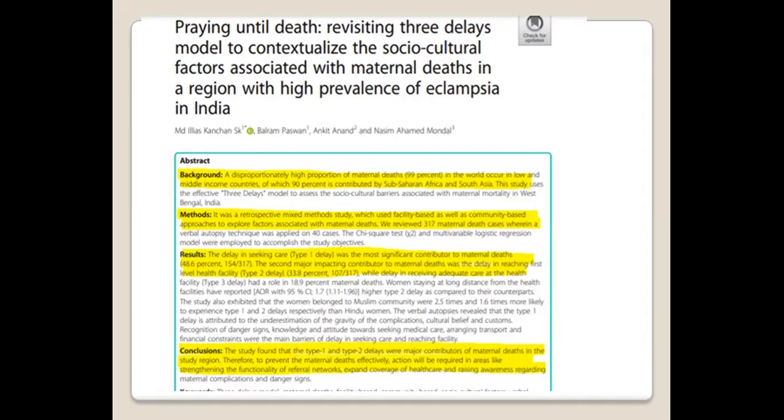The results of this study show that the delay in seeking care, which is a type 1 delay, was the most significant contributor to maternal deaths at 48%, followed by the second major contributor, delay in reaching a first level care facility, while delay in receiving adequate care at the health facility was 18%. The study concluded that type 1 and type 2 delays were the major contributors of maternal deaths in the study region. Therefore, to prevent maternal deaths effectively, action will be required in areas like strengthening the functionality of referral networks, expanding coverage of healthcare, and raising awareness regarding maternal complications.